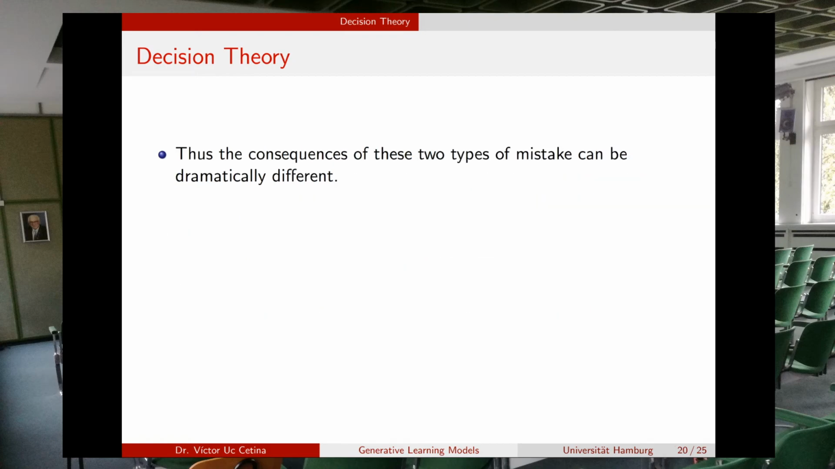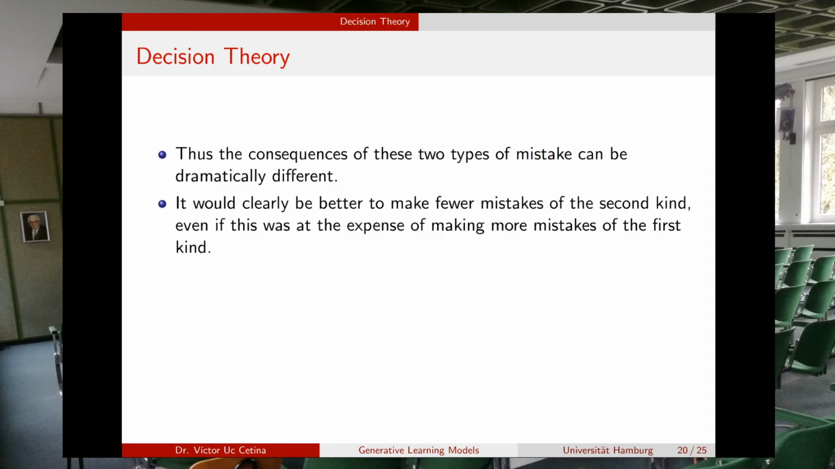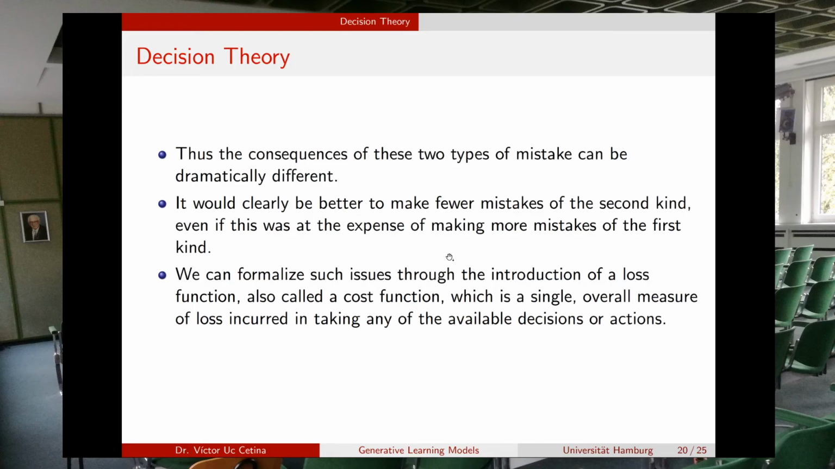Since the consequences of these two types of mistakes can be dramatically different, it would clearly be better to make fewer mistakes of the second kind, even if this was at the expense of making more mistakes of the first kind. So we can formalize this through the introduction of a loss function, also called a cost function, which is a single overall measure of loss incurred in taking any of the available decision actions. So our goal is then to minimize this total loss incurred.